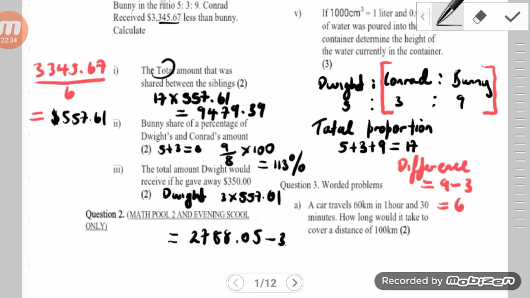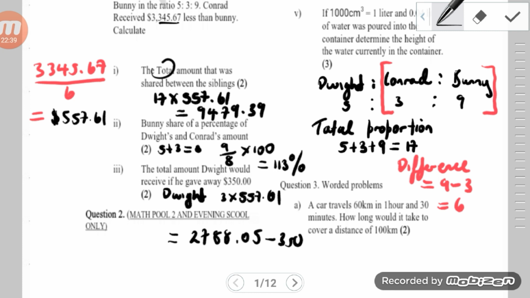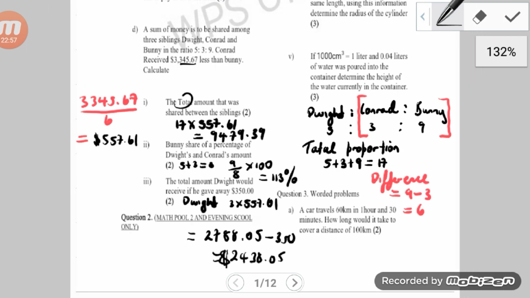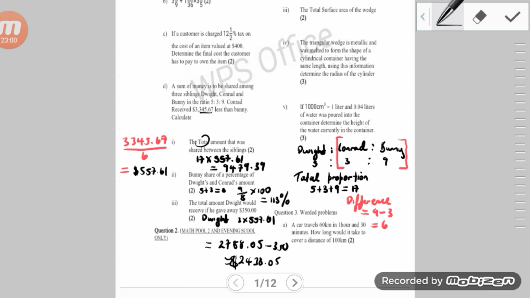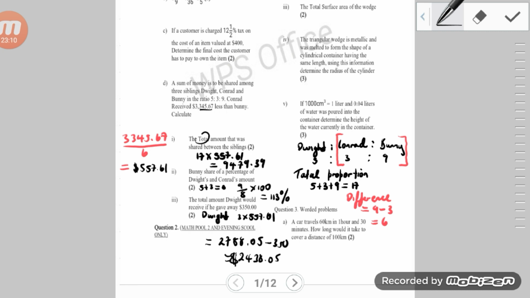But he actually gave away $350. So if we subtract the $350 that he gave, his final balance would have been $438.05. And that pretty much ends that aspect of the question. Some knowledge there, guys. And then we are now going to proceed to working out the remaining questions on the exam paper. Okay, so let's get to that right now.